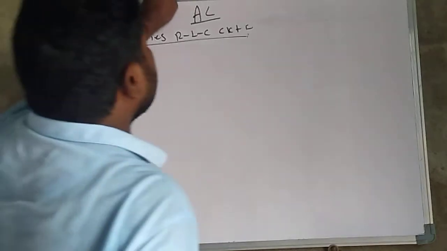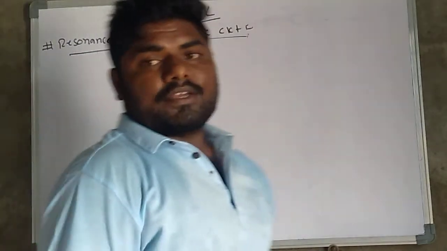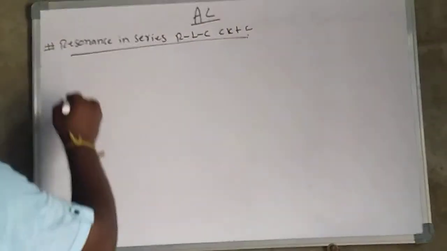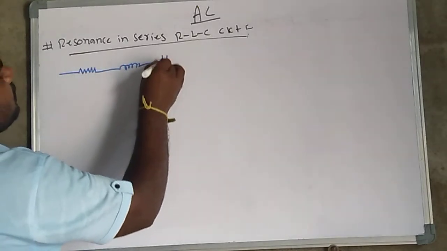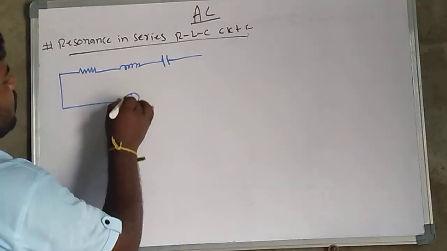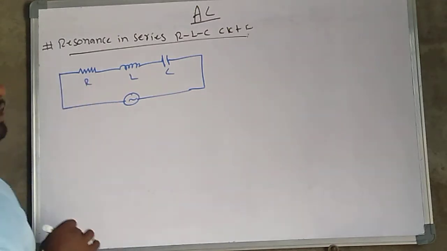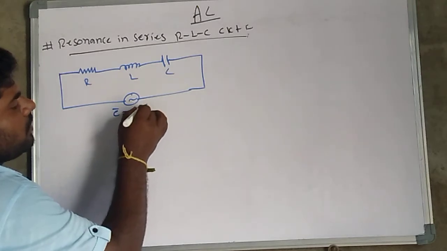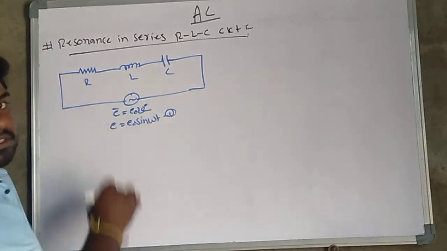Here is another important topic: resonance in a series RLC circuit, resistance, inductor, capacitor circuit. Let us consider this is the resistance, this is the inductor, this is the capacitor, connected to an AC source. The EMF E bar is equal to E naught angle 0, which means E is equal to E naught sin omega t. This is equation number 1.